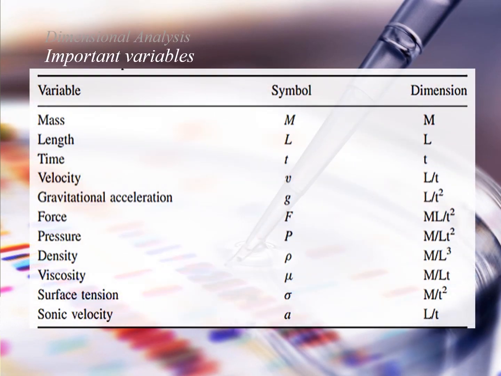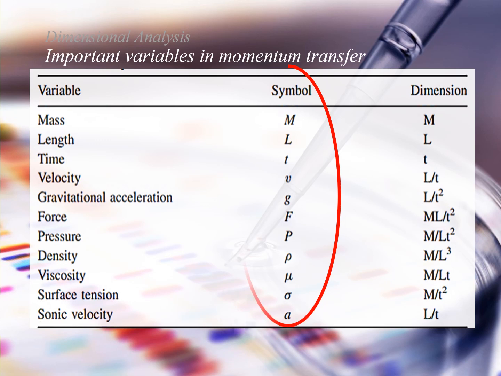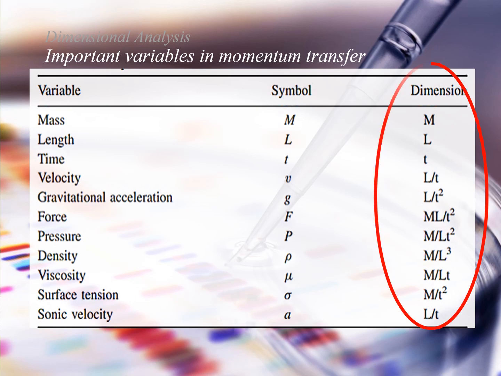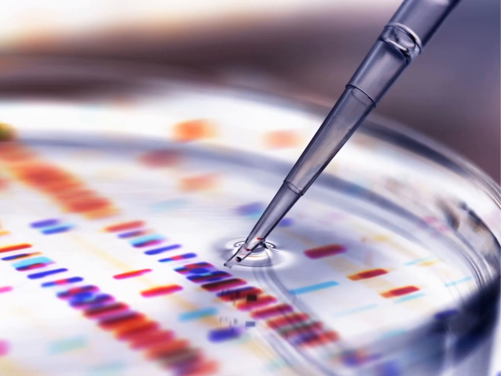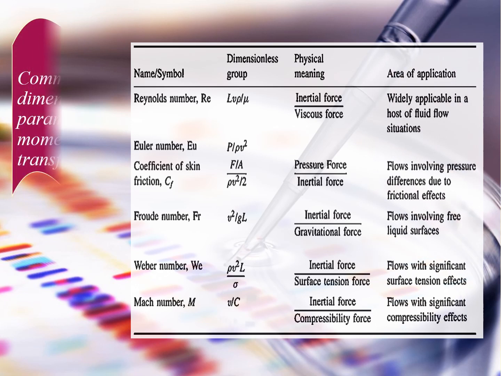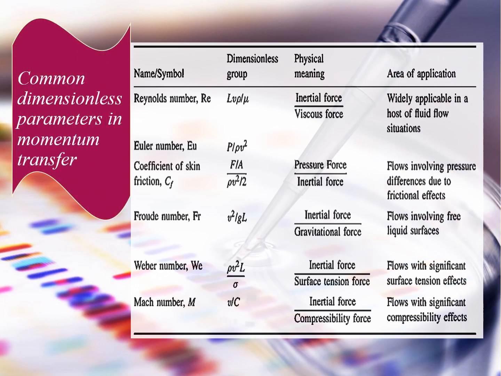The table shows the important variables in momentum transfer. On the left side are the variables. In the middle are the symbols of each variable that are generally recognizable by a chemical engineering student. And on the right side are the dimensions of each variable. On the other hand, this table shows the common dimensionless parameters in momentum transfer, like the Reynolds number, Euler's number, coefficient of skin friction, Froude number, Weber number, and Mach number. And by the way, this has already been shown to you in the previous video.